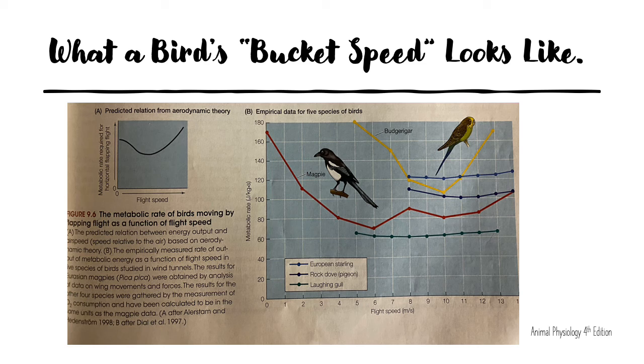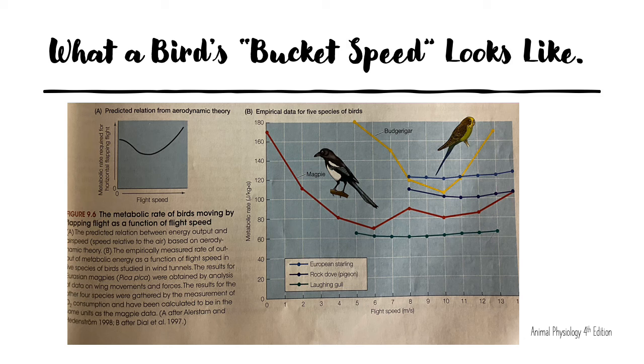Looking at figure B, at the budgie and the magpie specifically, you can see that their empirical data definitely shows that they have a bucket speed, or a best airspeed that they like to fly at in order to maximize their airspeed and also be most economical for their metabolic rate. This shows that they do have a bucket speed, and they perform just like aircraft do, right?